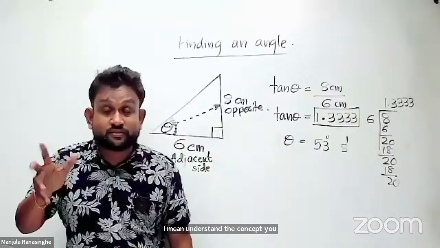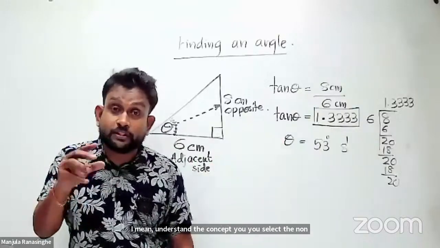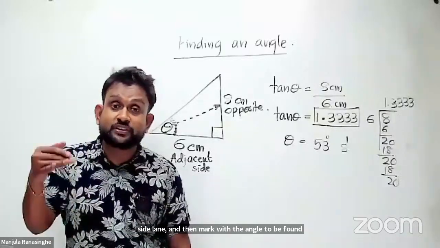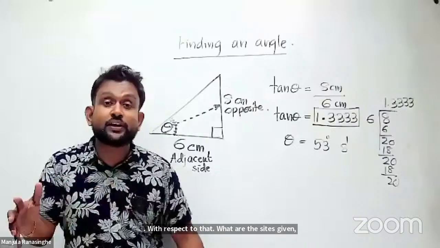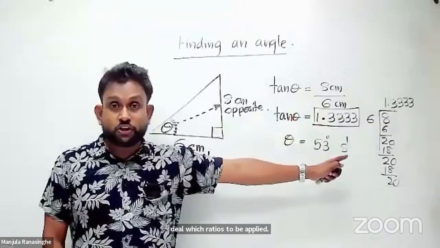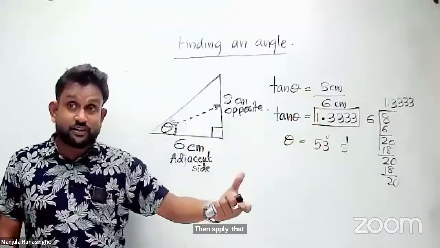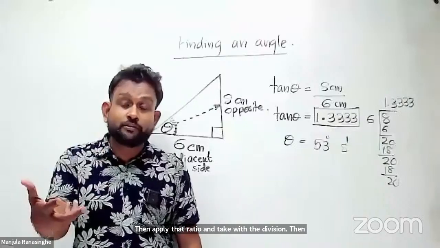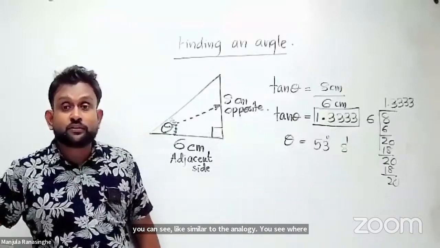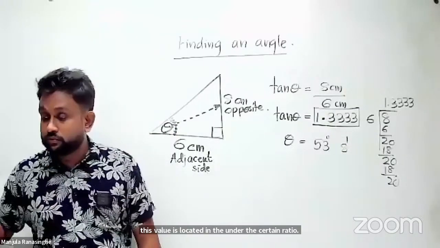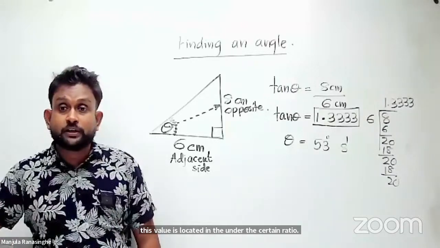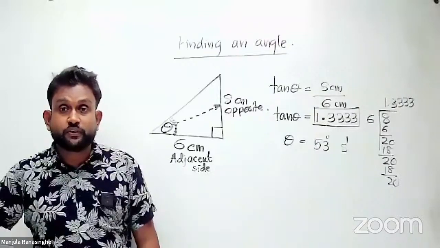You select the known side lengths and then mark the angle to be found with respect to that. What are the sides given, whether it is opposite, adjacent, or hypotenuse. Then you decide which ratio is to be applied. Then apply that ratio and take the division. Then you can see, similar to the anti-logarithm, you see where this value is located under the certain ratio table. Okay, note it down. Once you finish, you can raise your hand.